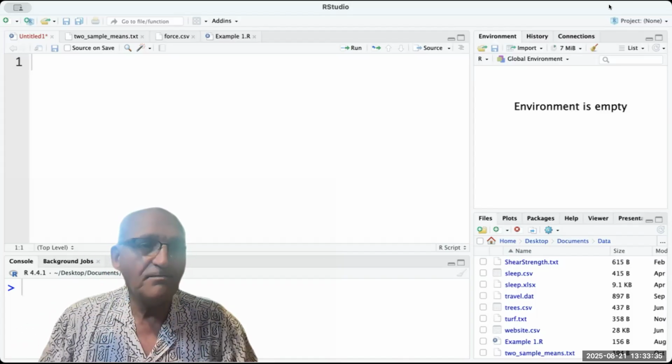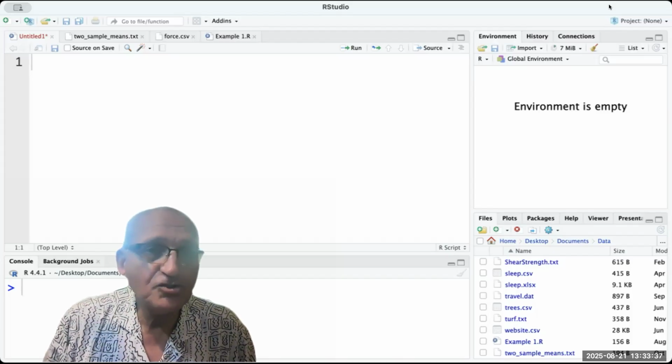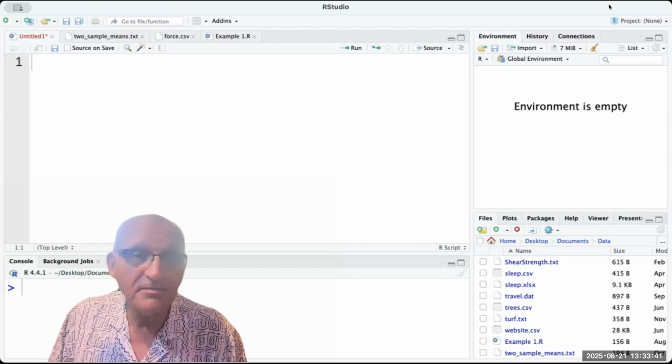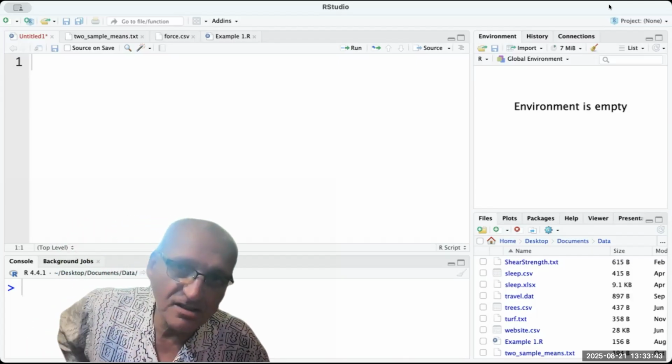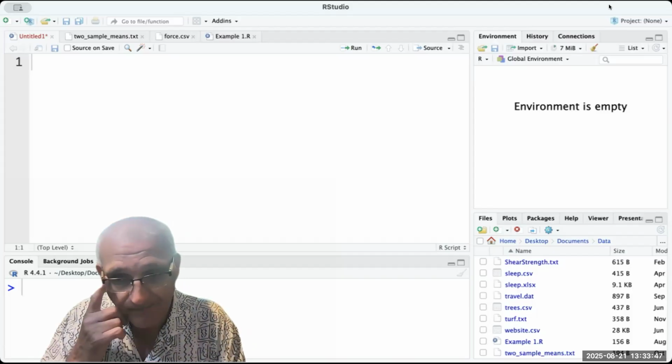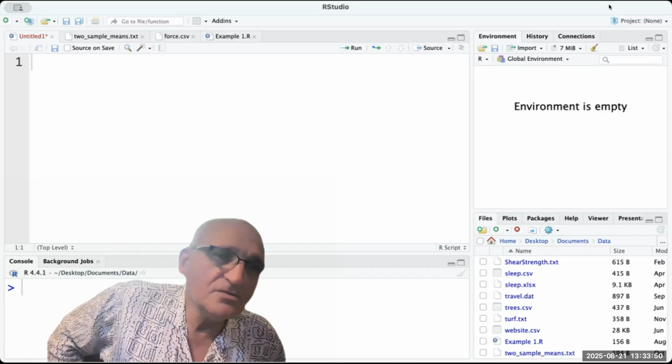As promised, I'm going to go over RStudio and show you how you read files this time and how we are going to check the t-test. We do the t-test. So I opened a new file here.